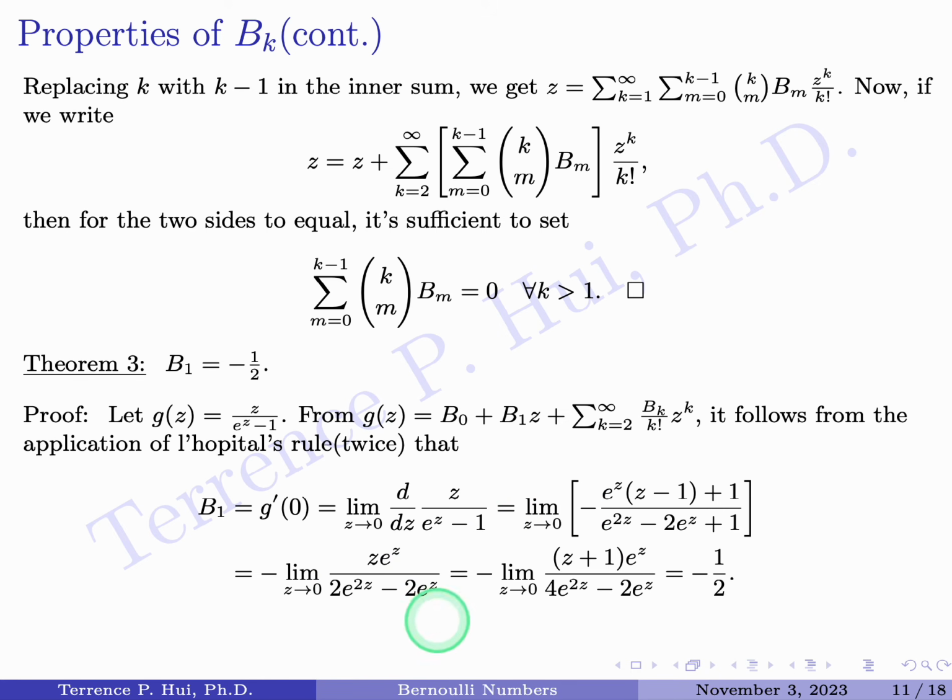So can I now plug in z equals 0? Well, unfortunately, no, because if you do that, you're still going to get 0 over 0. Well, that's no good. So we have to apply L'Hopital's rule again. That's why you apply L'Hopital's rule twice.